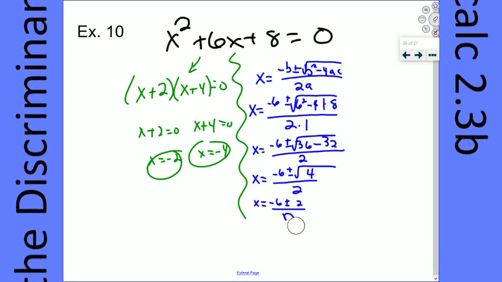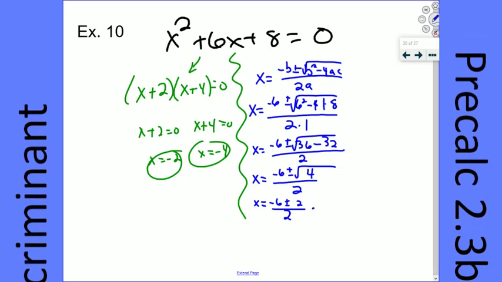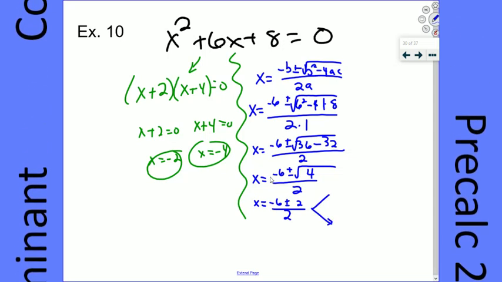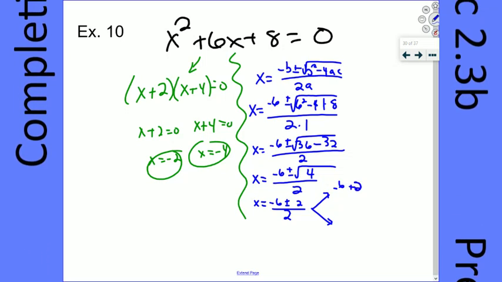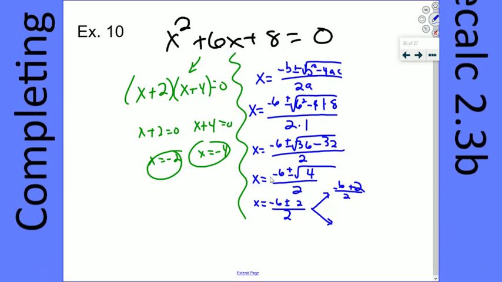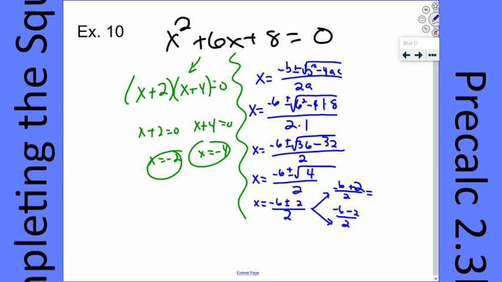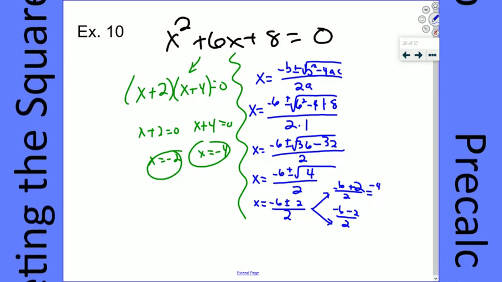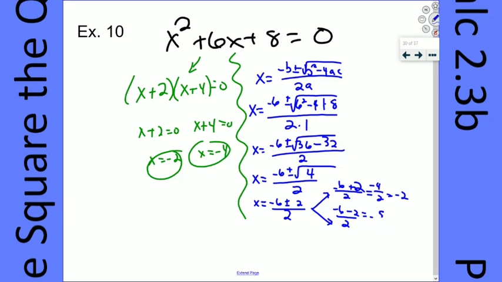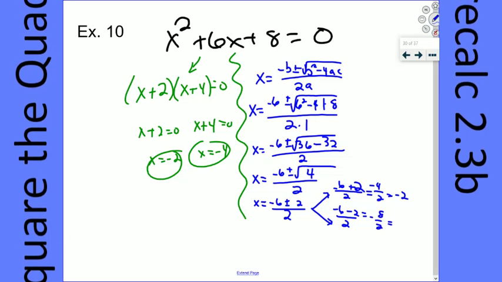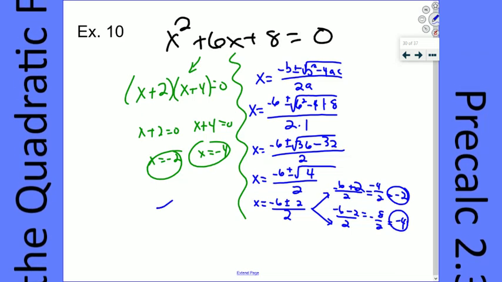All right. So then once we get here, there's no more simplification to do. We just have essentially two separate problems. We have negative 6 plus 2 over 2, and we have negative 6 minus 2 over 2. So this guy right here is going to be negative 4 over 2, which is going to be negative 2. And this guy is going to be negative 8 over 2, which is going to be negative 4. So we have negative 2 and negative 4, just like we did over here.